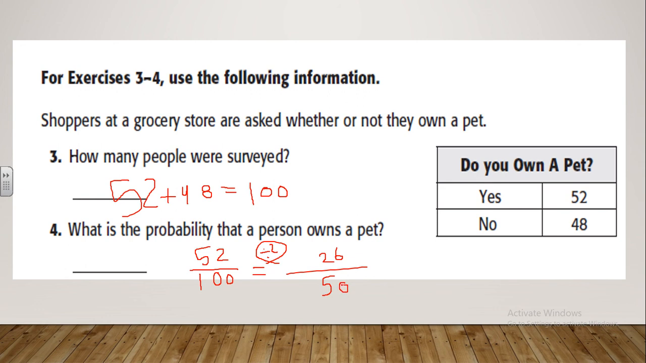Can we make it more simple? Yes, we can. By dividing by what? Divide by 2. And if you divide by 2 again, that will be 13 over 25. And that's the simplest form. Okay? Or you could do it at the first time, 52 over 100. You could divide by 4 and you will get 13 over 25 too.